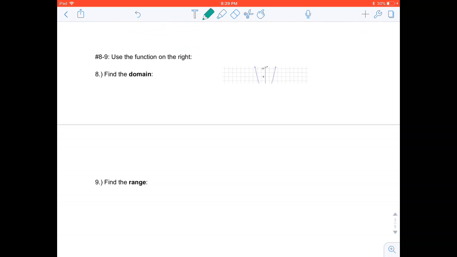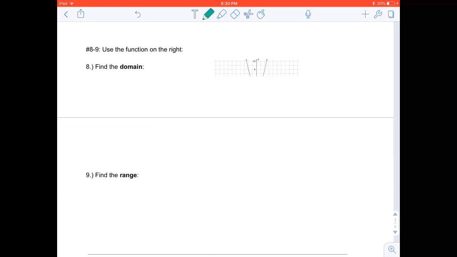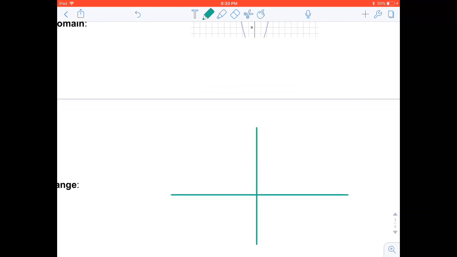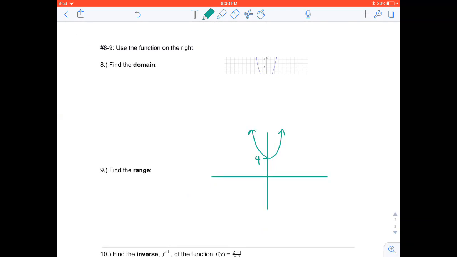Numbers 8 through 9, we're using the function that got cut off here. Let's see if I can remember. I want to say, correct me if I'm wrong here, I think it goes to like positive 4, and that's where the parabola starts. I don't have another copy of this, so I'm not quite sure where this goes, but we're going to say it starts at 4. So to find the domain, we need to think about all of the x values that the graph spans.